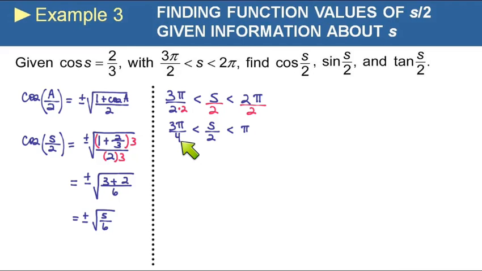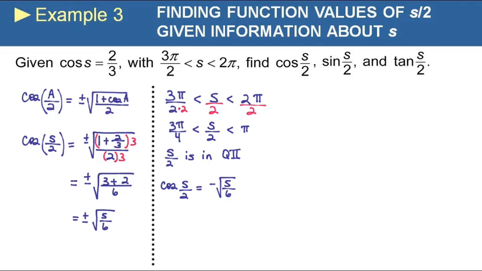And 3 pi over 4 is 135 degrees. So this is telling me that s over 2 is between 135 and 180. That makes sense. If s is between 270 and 360, then s over 2 should be between 135 and 180. And that means that s over 2 is in quadrant 2. And that means that the cosine should be negative.